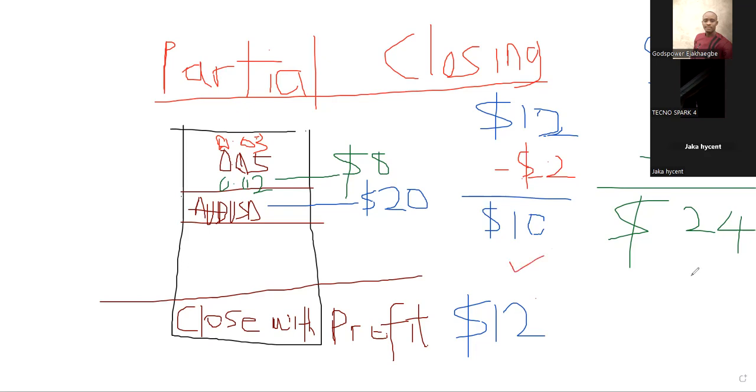This pattern is called partial closing. Let's now go to trail stopping.